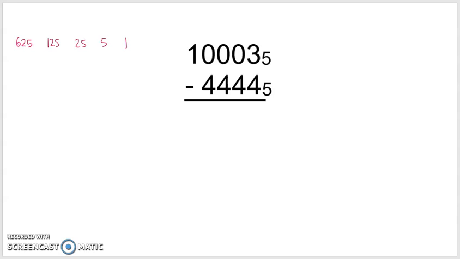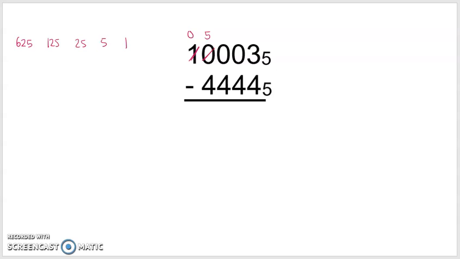Now, let's start with the 1s. I cannot take 4 1s from 3, so I need to borrow, but I can't borrow from the 5s column because there's nothing there, and I can't borrow from the 25s or the 125s. I have to borrow from the 625s, and I have to sort of work my way down. So I'm going to borrow 1 625. Okay, so there's 0 there remaining. Now that gives me 5 125s. There are 5 125s in 625.